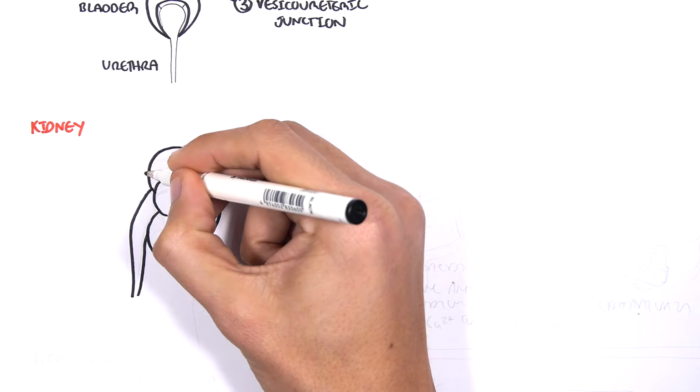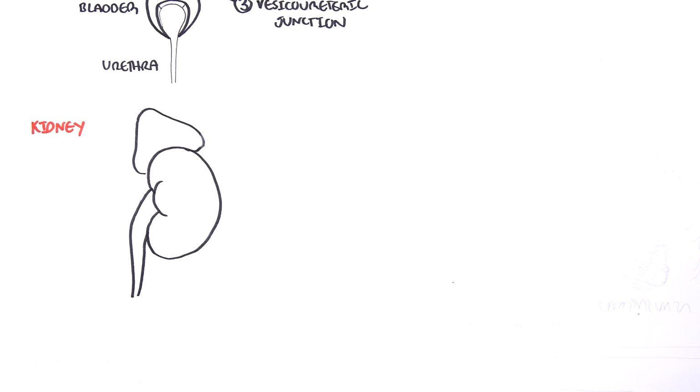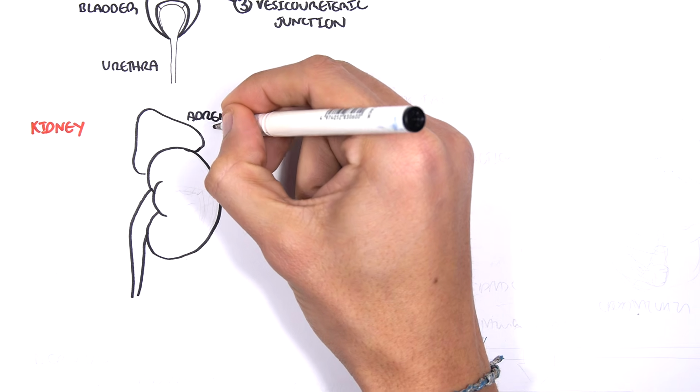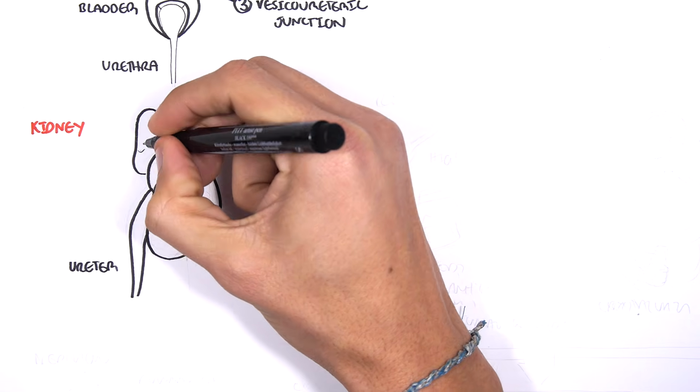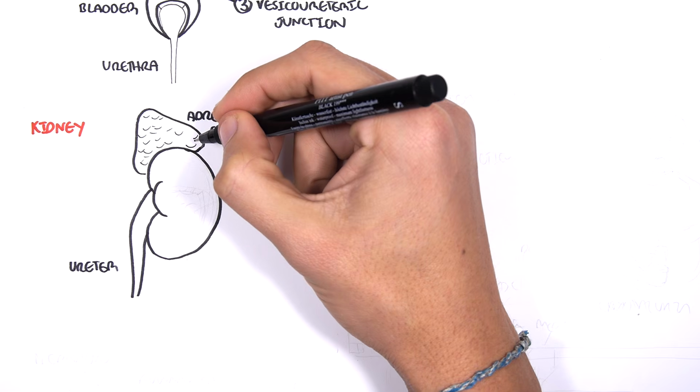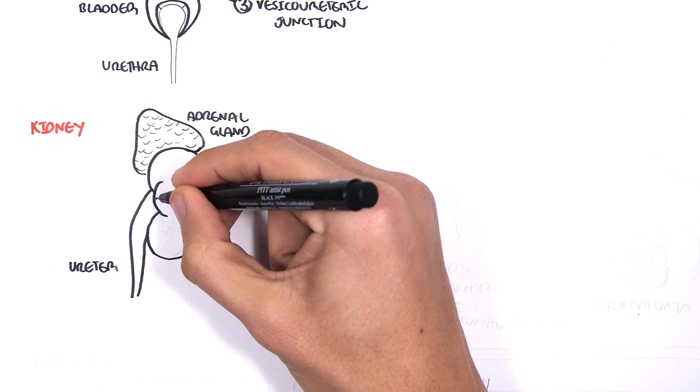The kidney is an organ responsible for filtering the blood and disposing of waste. It's important for regulating blood pressure and regulating electrolyte balance. It is also responsible for producing some important hormones such as erythropoietin and activation of vitamin D. Here are the adrenal glands, which are again the endocrine glands that sit above our kidneys. Here is the ureter.